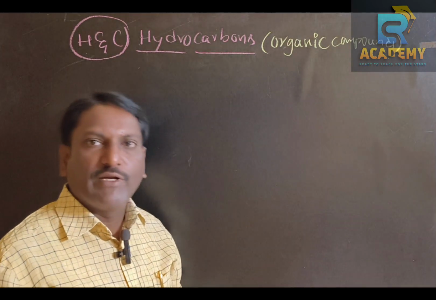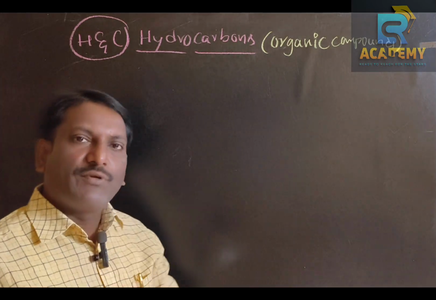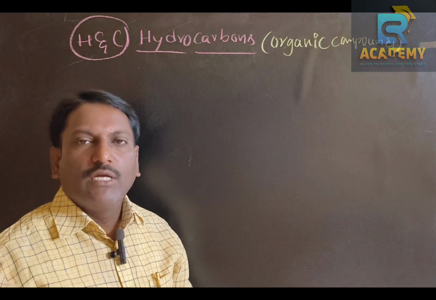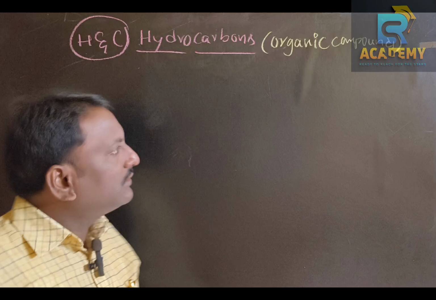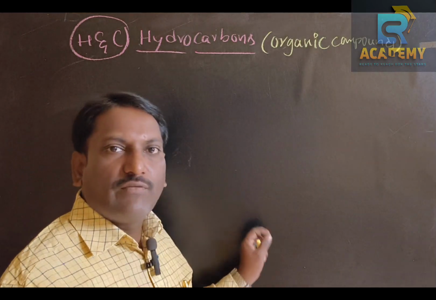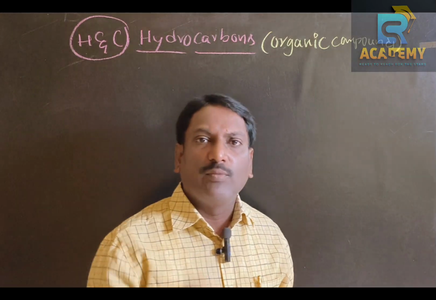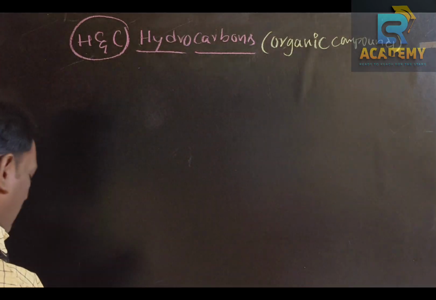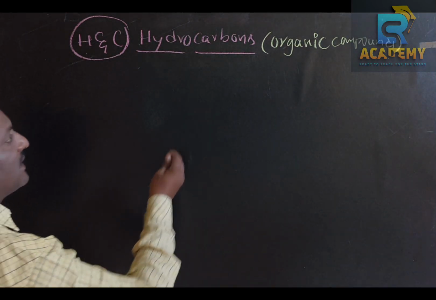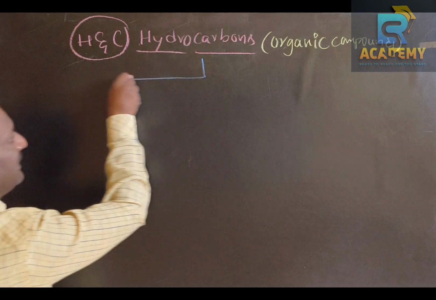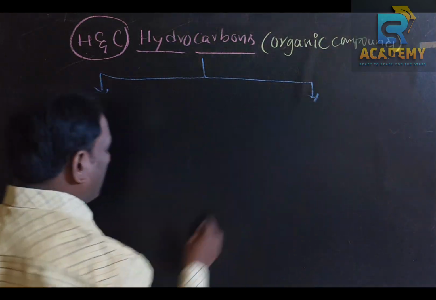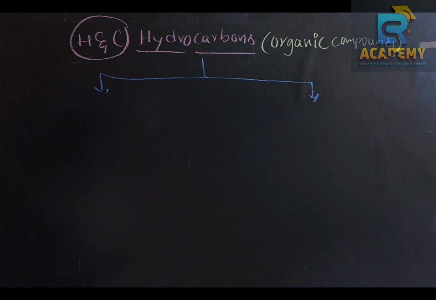Hydrocarbons are classified into different types based on different kinds of points, but in this video I would like to give a clear picture of the classification of hydrocarbons based on the bonds between carbon and carbon. Make a note. Hydrocarbons can be classified into mainly two types based on bonds between carbon and carbon.